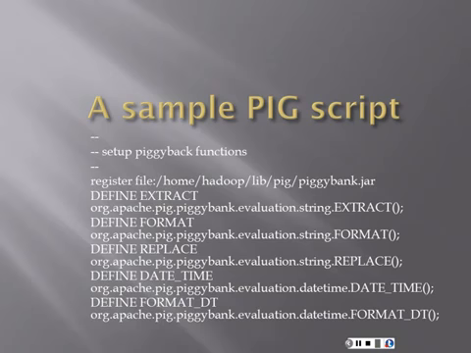Sample Pig script. The script that you've got in your classroom sets up various functions, and we're going to walk through each one of those functions as we go. First, we want to register stuff. There's a whole Java process behind this. We're going to evaluate strings, and that's what the evaluation.string is all about. So we want to evaluate by extracting the string, formatting the string to the specific way we want it to look, replacing that string, and then adding and fixing date time.